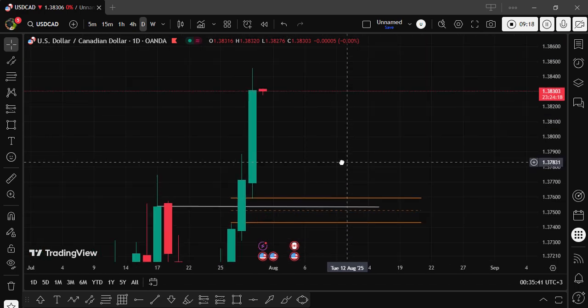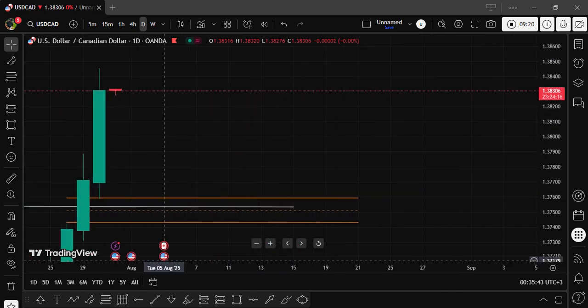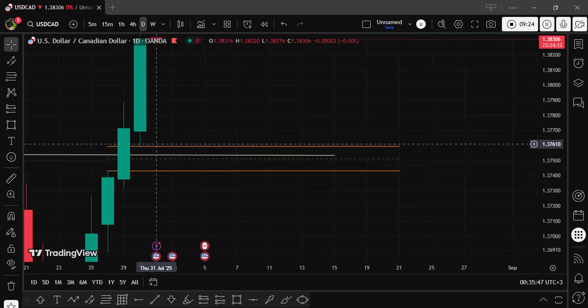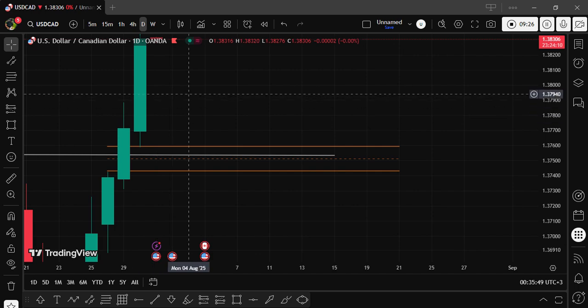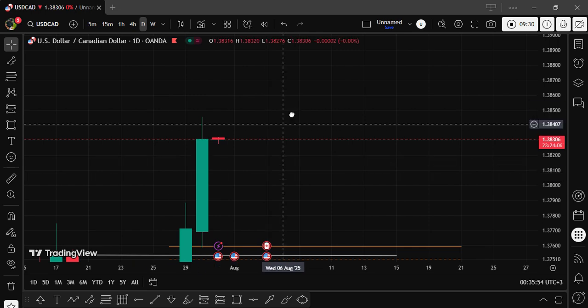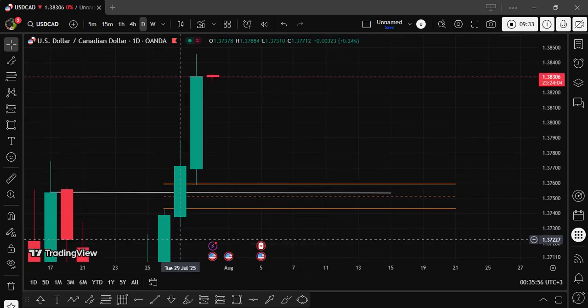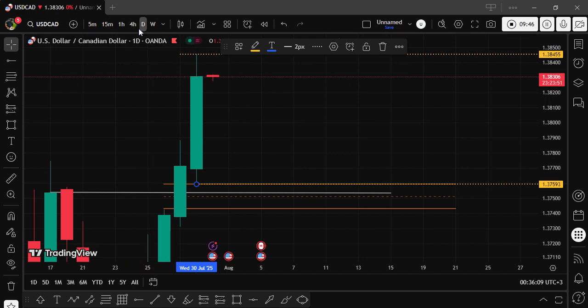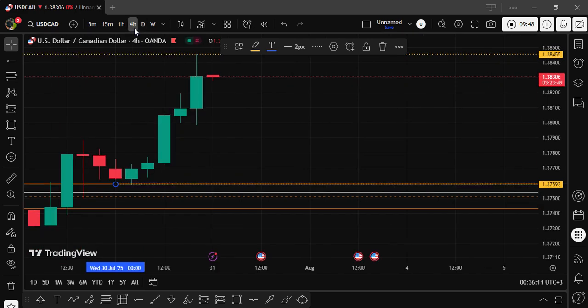So you could wait for that. If price comes back up to this level and there's a rejection, you just look for buying opportunities targeting this high right here, the other highs. So what I would do is just mark out this previous day's high and then mark out the previous day's low, then move on to the 4 hour time frame.